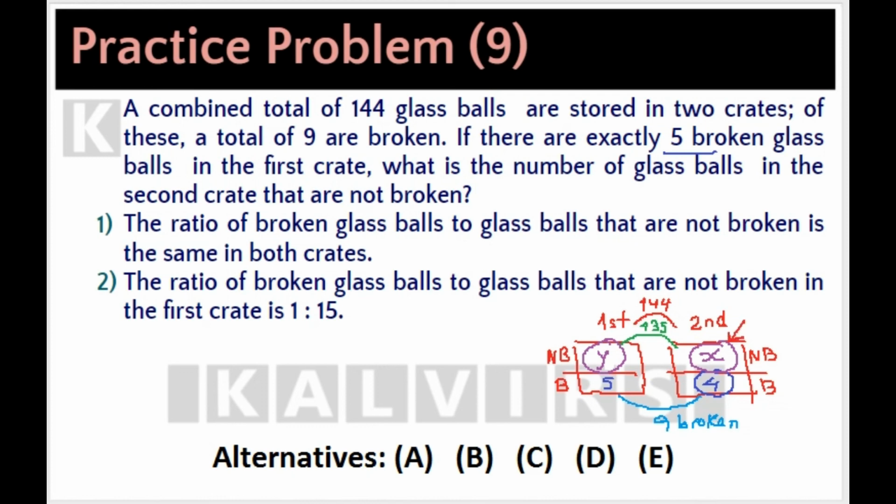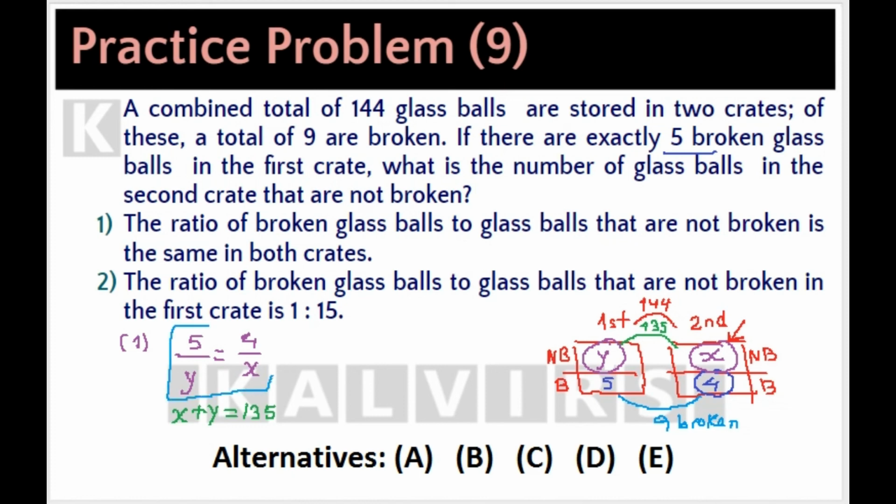Now, let's go ahead with statement 1. The ratio of broken glass balls to glass balls that are not broken is the same in both crates. The ratio in the first crate is 5 over y equals 4 over x. And we know from the question stem that y plus x equals 135.